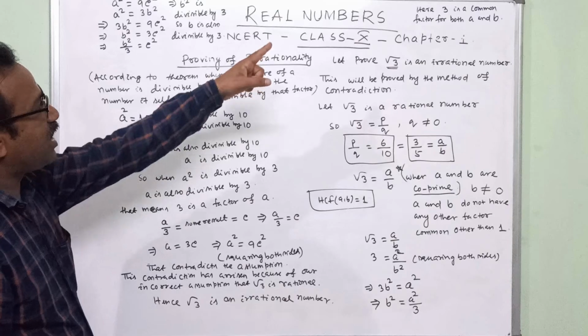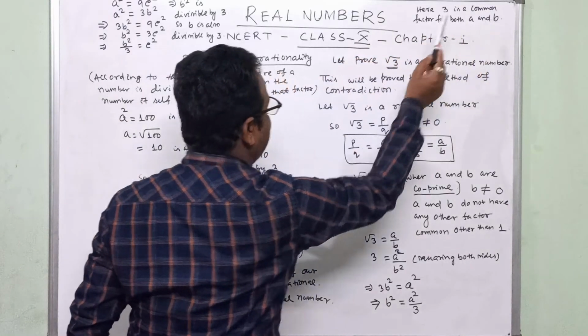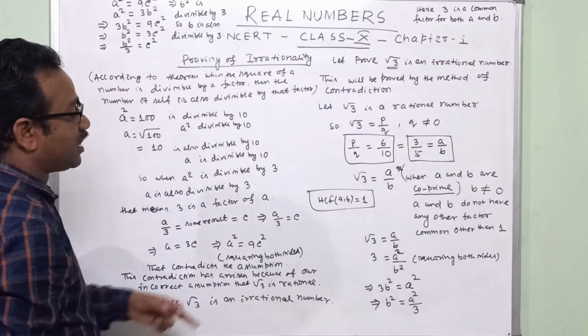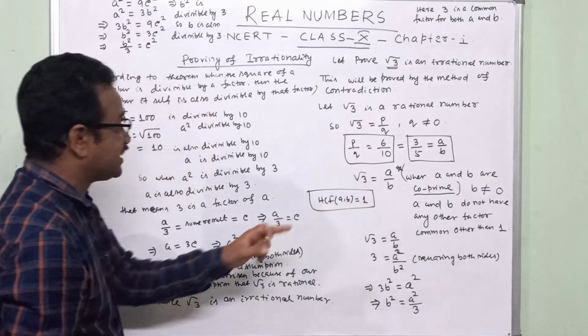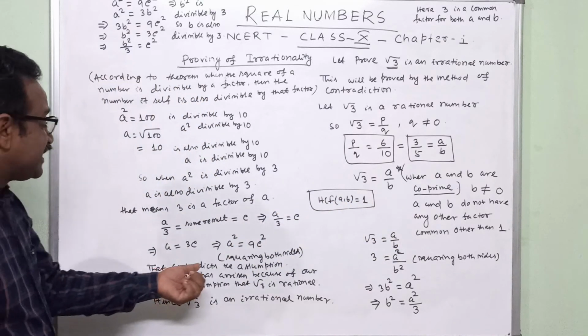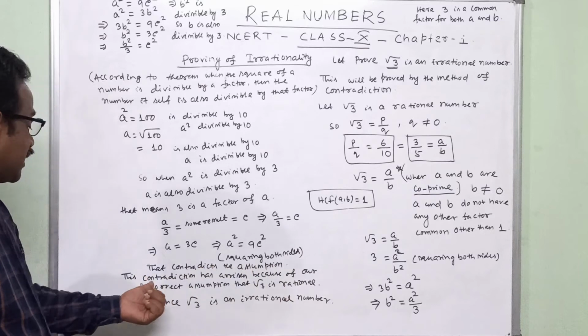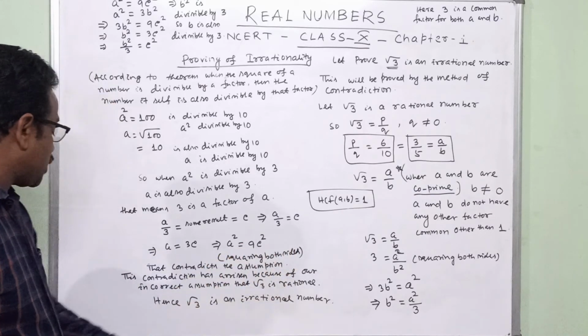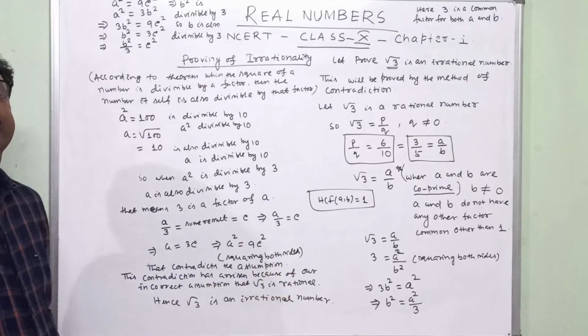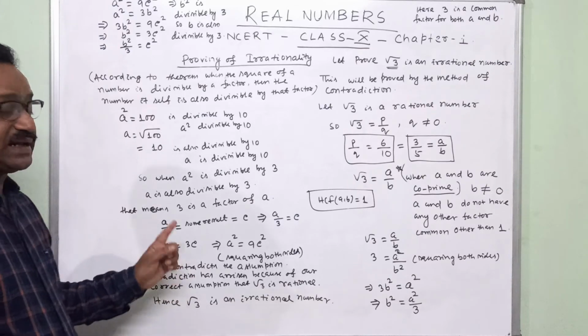The 3 is a common factor. Here 3 is a common factor for both A and B. But we have taken A, B are co-prime, HCF is 1. So that contradicts the assumption. The contradiction arises because of our incorrect assumption that root 3 is rational. Hence root 3 is irrational.